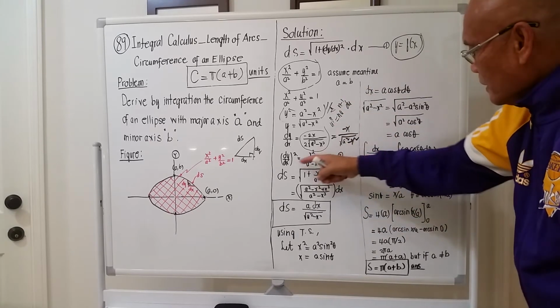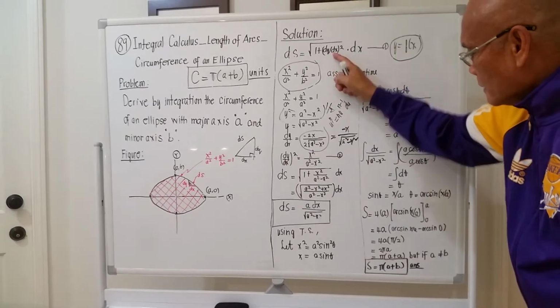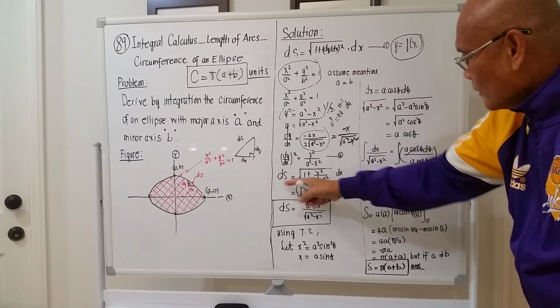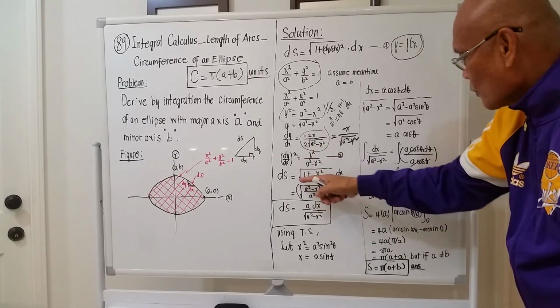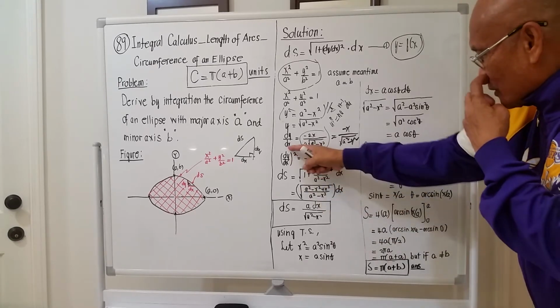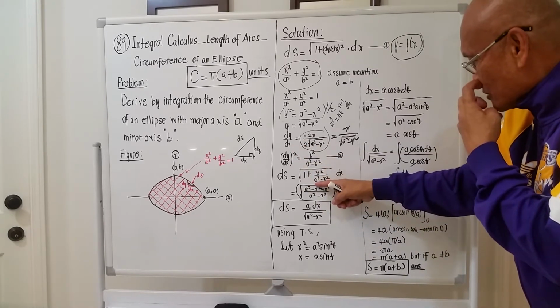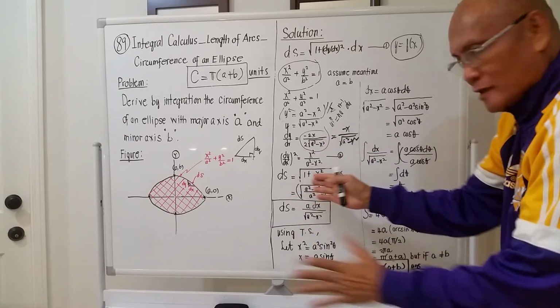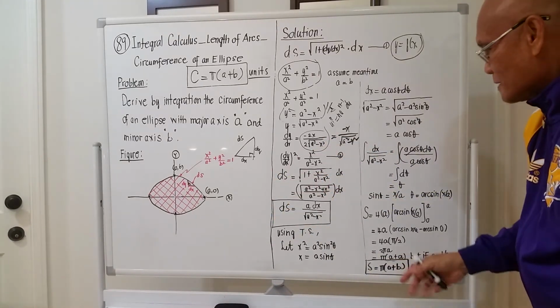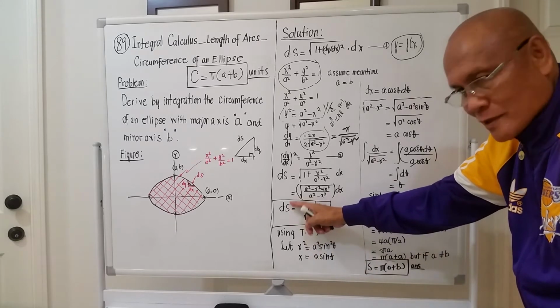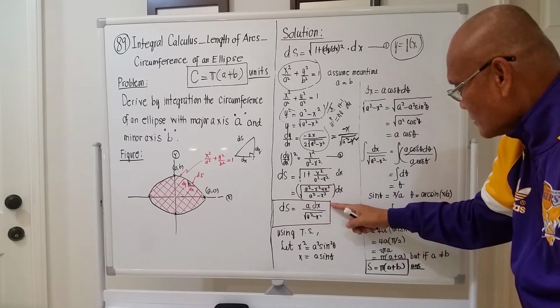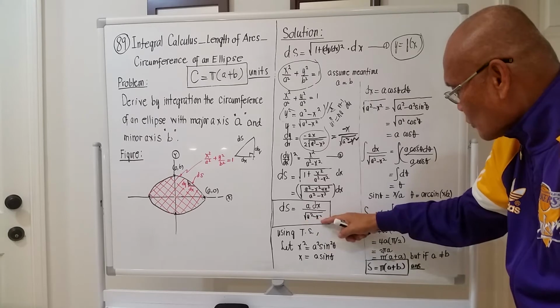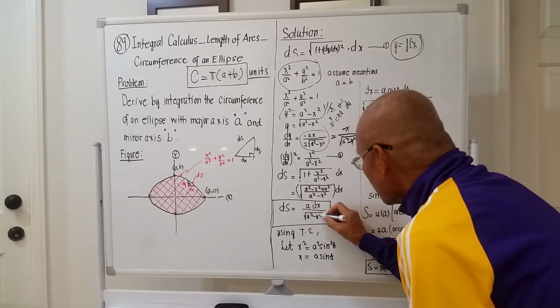Equation number 2, we get this value here, we put it here. Differential length of arc equals the integral of the square root of 1 plus the square of dy dx, which is x squared over a squared minus x squared, times dx. If you try to simplify this one, it's just a matter of algebra, guys. What will come out for the differential length of arc will be a dx over the square root of a squared minus x squared.